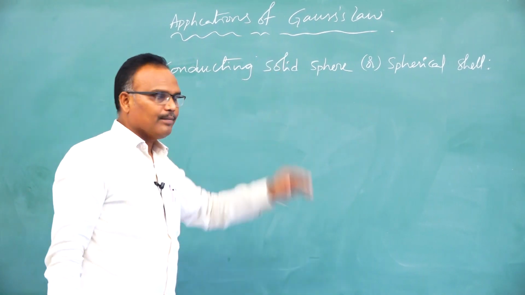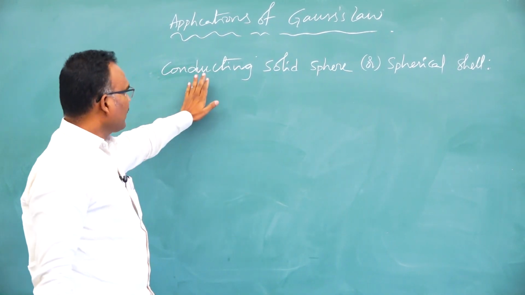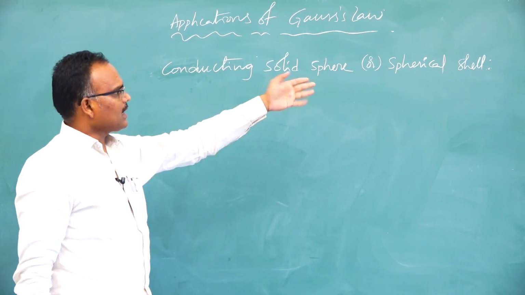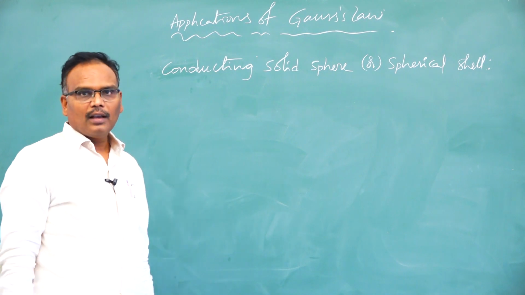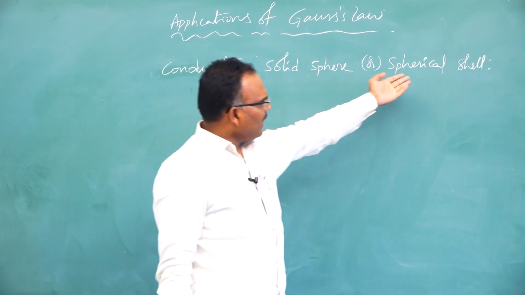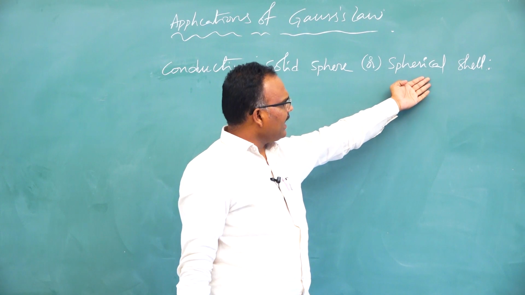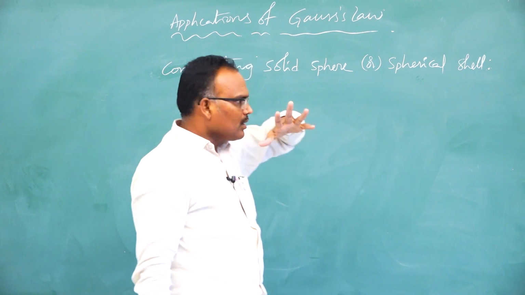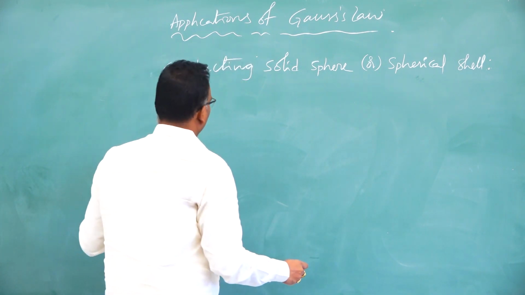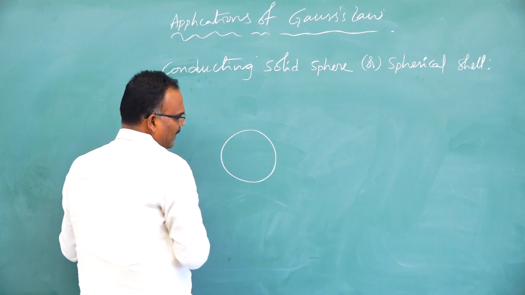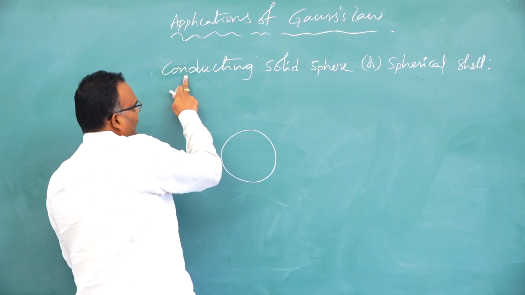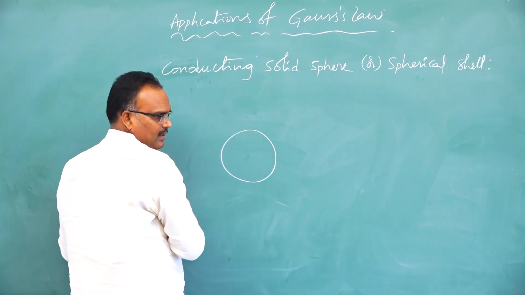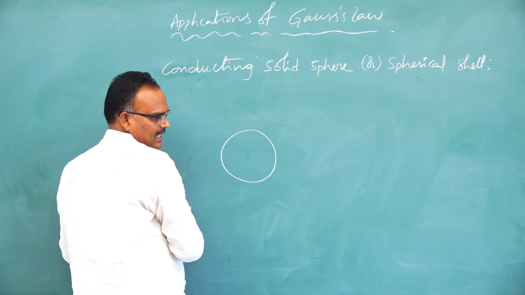Applications of Gauss's law. First one is a conducting solid sphere or a spherical shell. A spherical shell, even if it is a dielectric or any material, may not be a conductor, also no problem. So you try to understand this difference. For example, if the solid sphere is a conducting sphere, wherever you give charge, it doesn't matter, it goes to the surface. Surface only contains a charge.